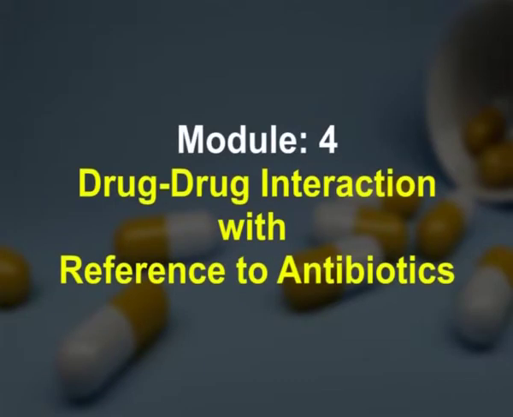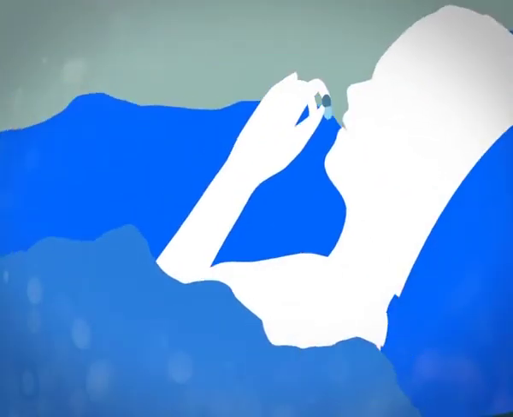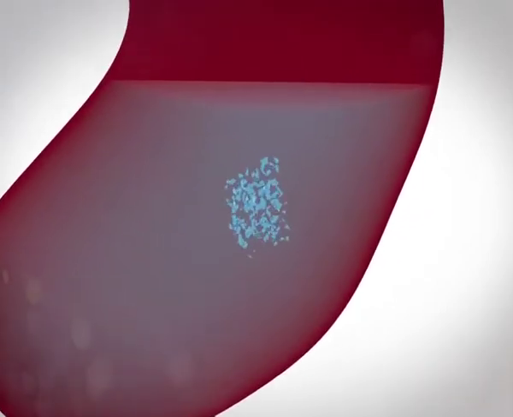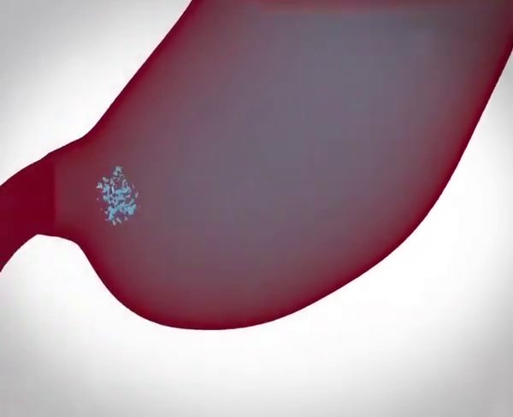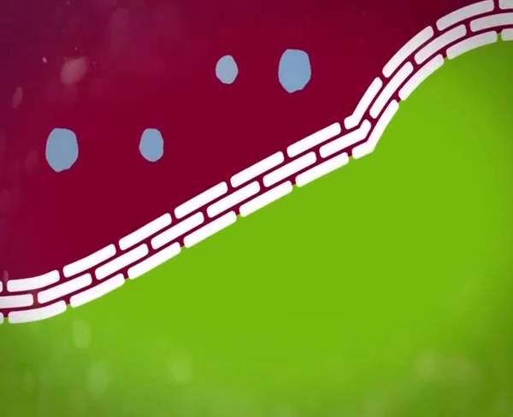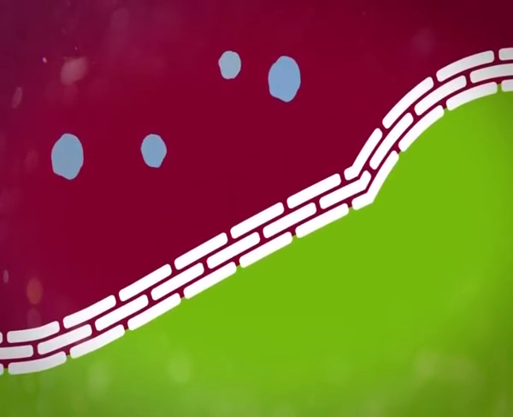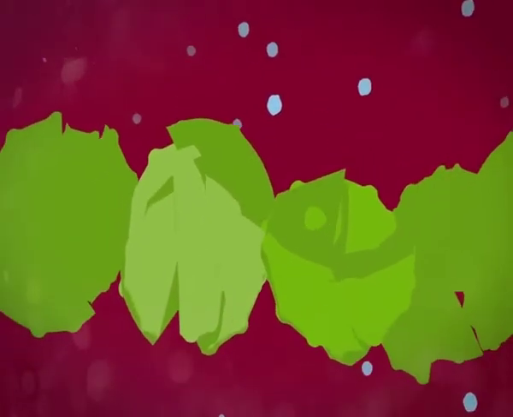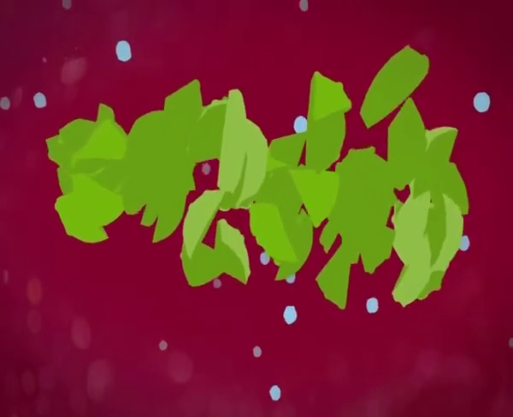Module 4. Drug-drug interaction with reference to antibiotics. Antibiotics are substances produced by microorganisms which selectively suppress the growth or kill other microorganisms at very low concentrations. This definition excludes other natural substances which also inhibit microorganisms but are produced by higher forms like antibodies, or even those produced by microbes but needed in high concentrations like ethanol, lactic acid, H2O2.